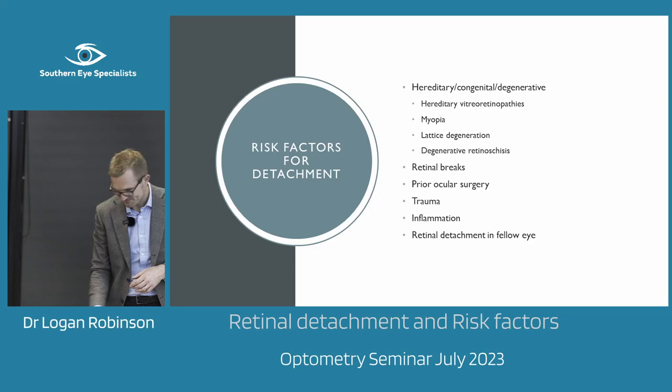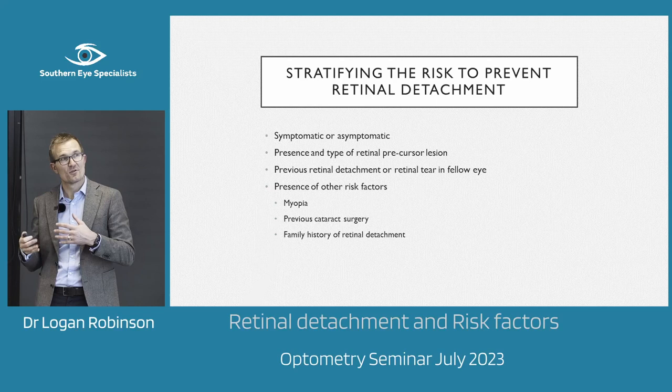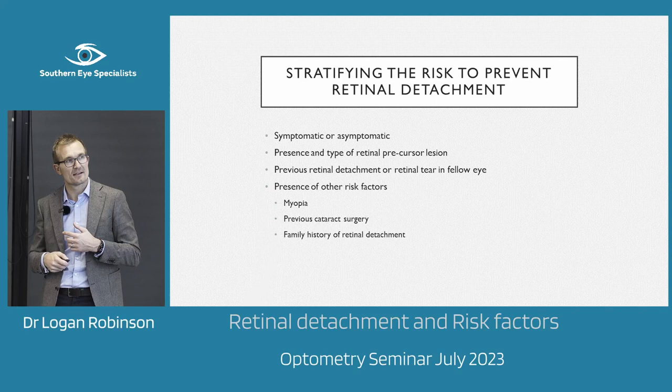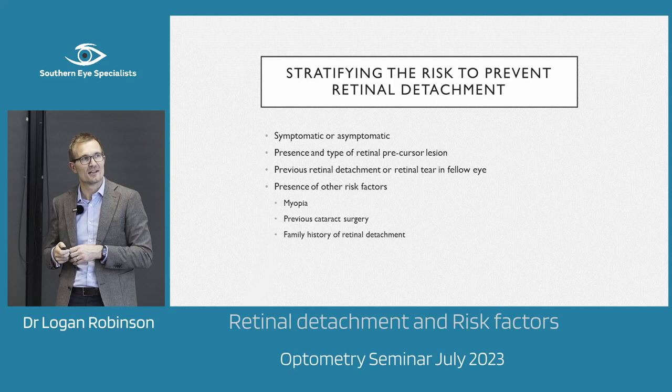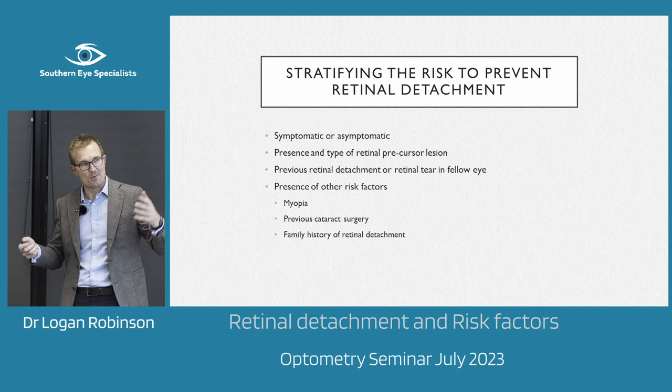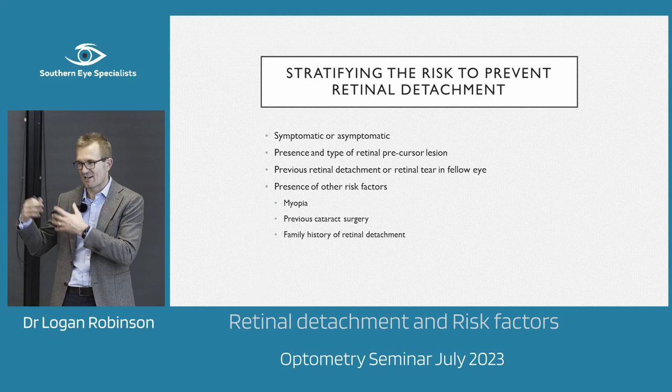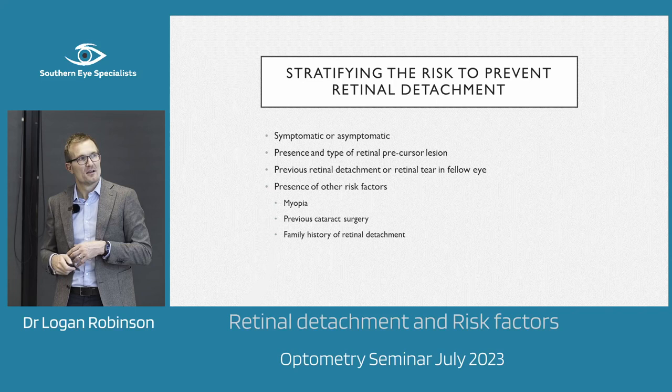So in terms of stratifying the risk, now we're talking about maybe preventing a detachment in someone. Really the key thing is, are they symptomatic or asymptomatic? Symptomatic essentially means, have they had a PVD or not? Have they had flashes and floaters? Because anything in a symptomatic patient is a bit more serious. In asymptomatic patients, we go through all these other things and see, are they myopic? Have they had cataract surgery? What are these other risk factors? And then that might make you decide whether you might do something like laser retinopexy around the lesion to reduce the risk in that particular patient. So we'll talk about the symptomatic ones particularly to start with.